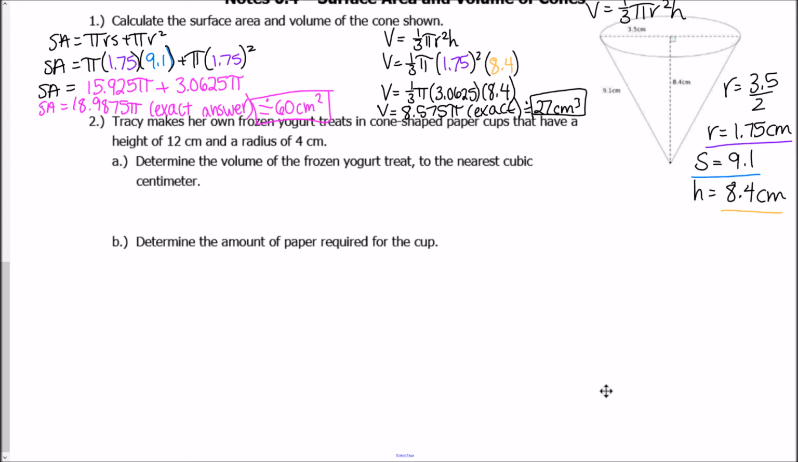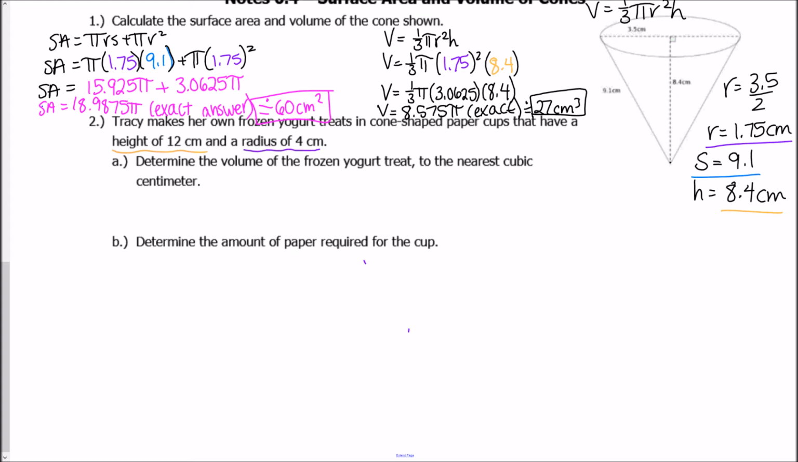Okay? Number 2, Tracy makes her own frozen yogurt treats in cone-shaped paper cups. They have a height of 12 centimeters and a radius of 4 centimeters. So these pieces of information that we have here are super important. Okay, so question A, determine the volume of the frozen yogurt treat to the nearest cubic centimeter.